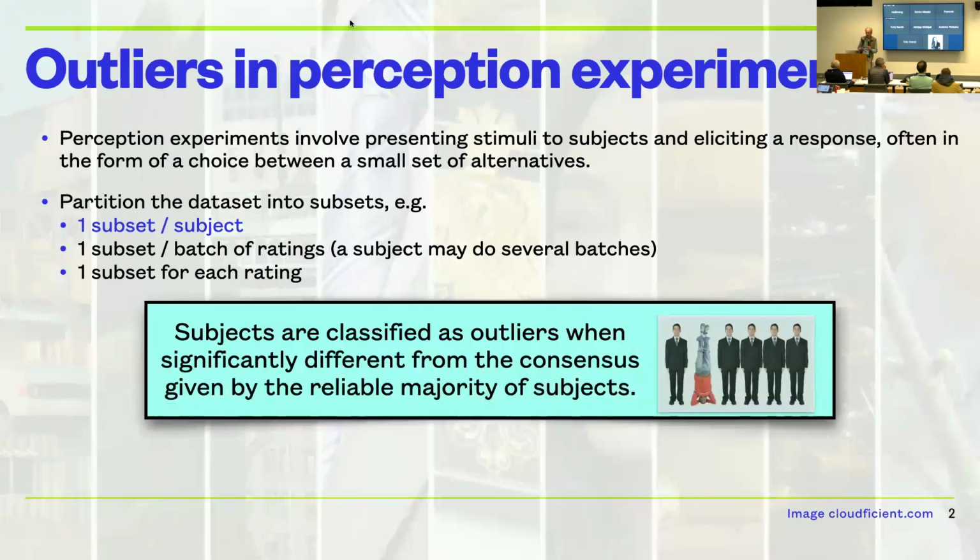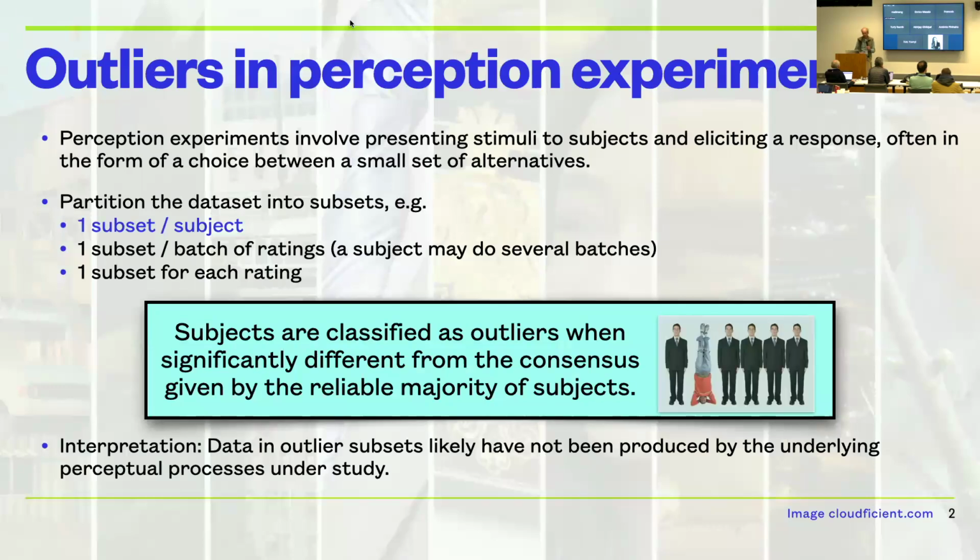Subjects are classified as outliers when they are significantly different from the consensus given by the reliable majority of subjects. The interpretation is that the data in these outlier subsets likely have not been produced by the underlying perceptual processes that are under study, and therefore we should discard them from the data analysis.